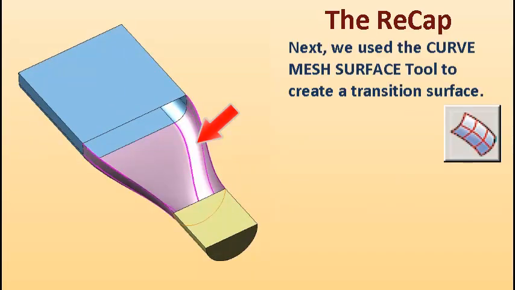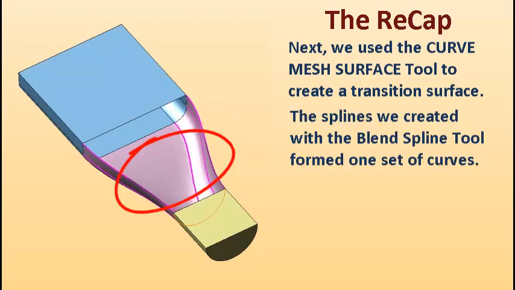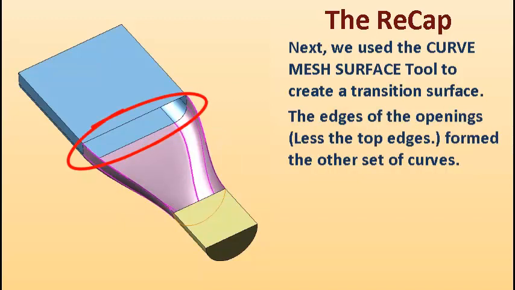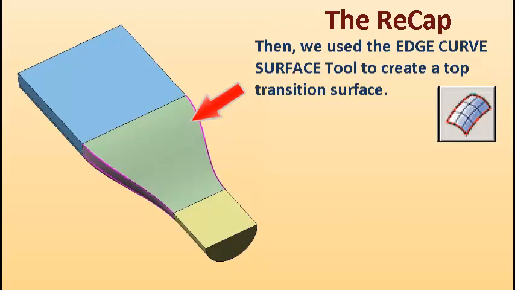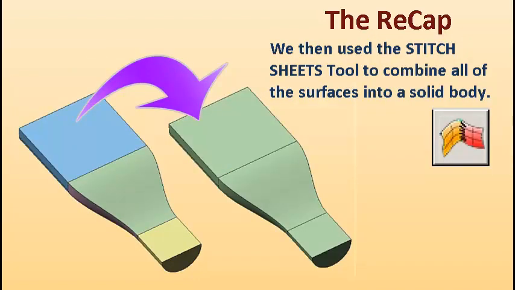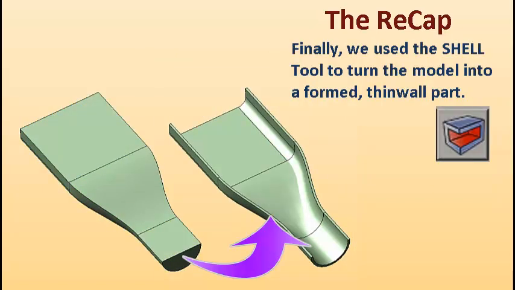Next, we used the Curve Mesh Surface tool to create a transition surface. The splines we created with the Blend Spline tool formed one set of curves, and the edges of the openings, less the top edges, formed the other set of curves. Then we used the Edge Curve Surface tool to create a top transition surface. We then used the Stitch Sheets tool to combine all of the surfaces into a solid body. And finally, we used the Shell tool to turn the model into a formed thin wall part.